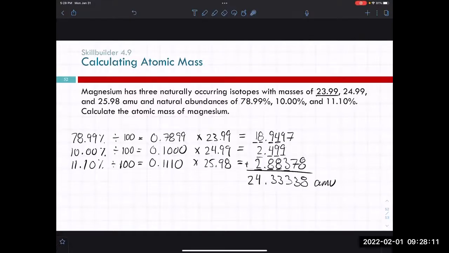Thank you. So these do have 3 decimal places, and when we're adding or subtracting, it's the smallest number of decimal places. So the 18.9497 only has 2 significant decimal places. So our final answer will keep only 2 decimal places. So 24.33 AMU.